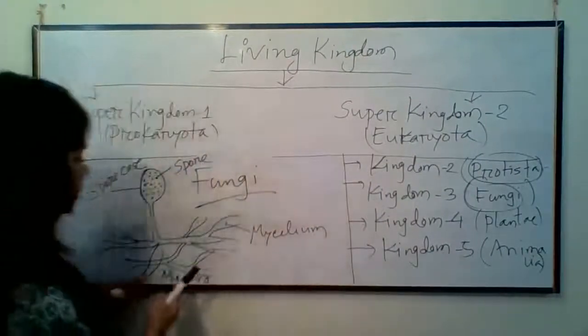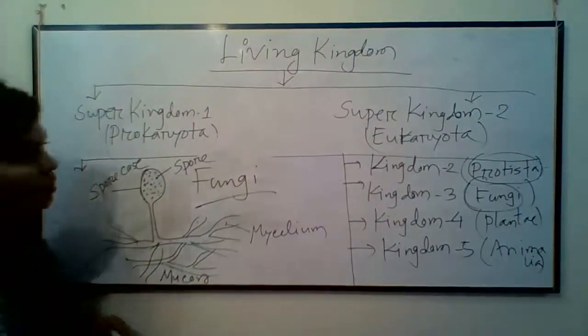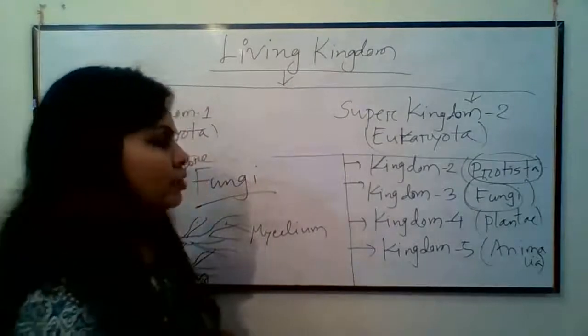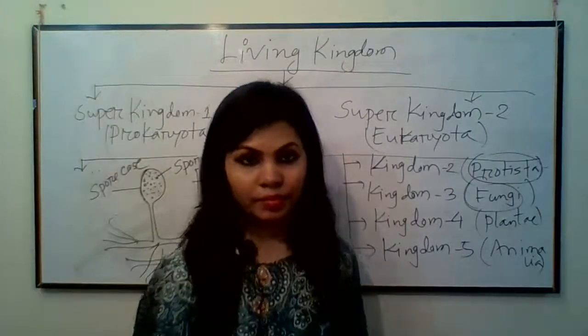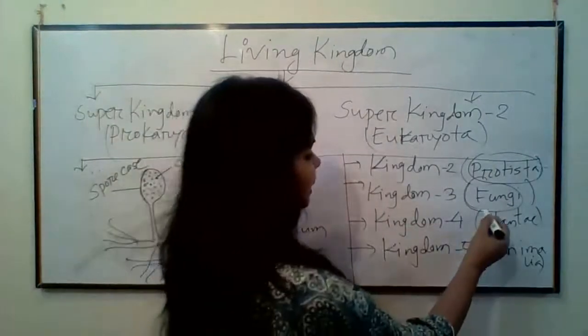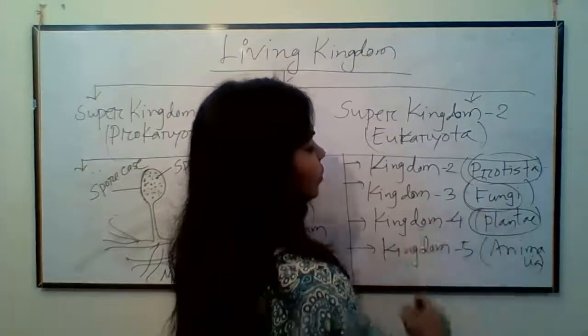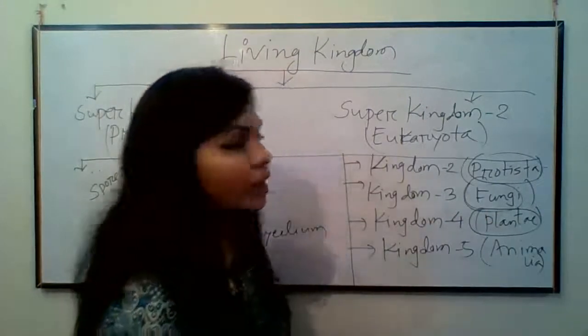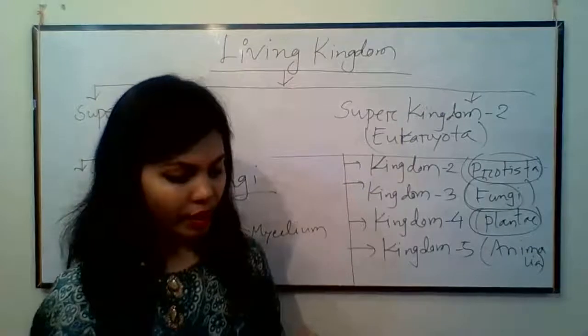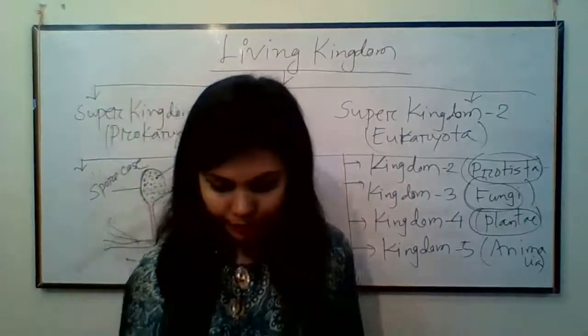And already I have given the example, neem corn. Well, so now let's talk about plantae. Plantae is kingdom number 4 under superkingdom Eukaryota, I can tell.